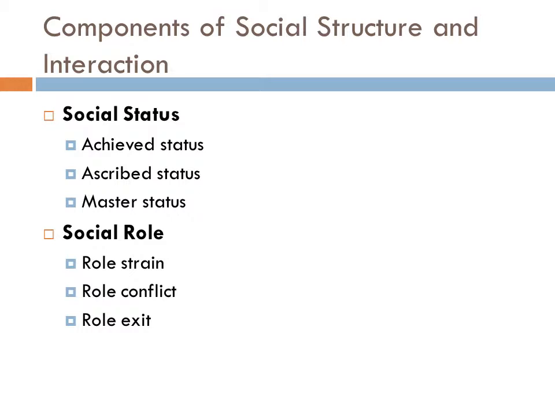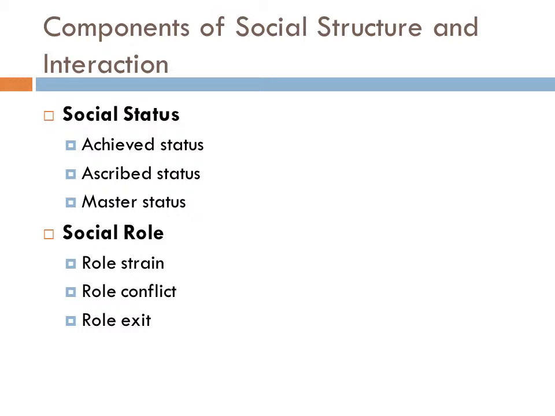Social structures are made up of two components, social status and social role. A social status refers to a position you hold in relation to other people. So for example, you are a piano player. Other people are not piano players. You are a parent. Other people are not parents. So these boundaries, knowing what statuses you have and what statuses you don't have, define who you are.